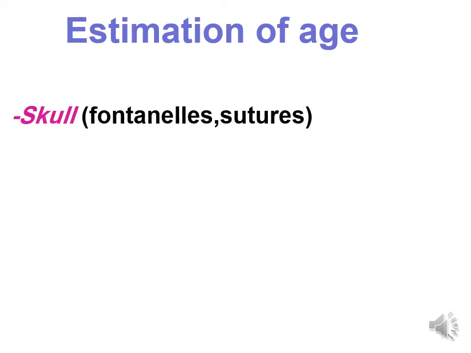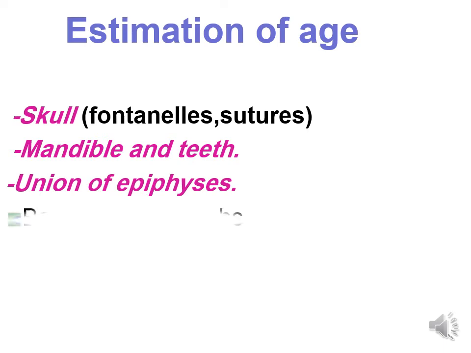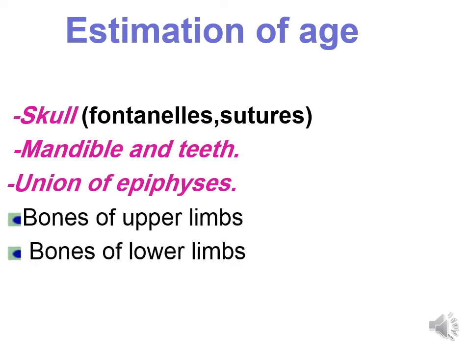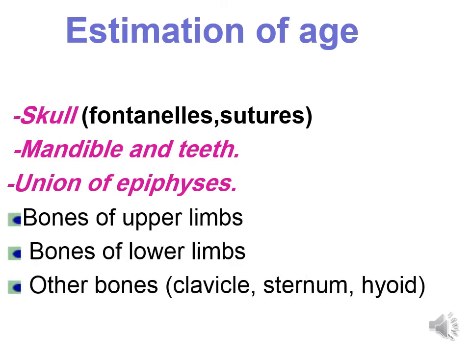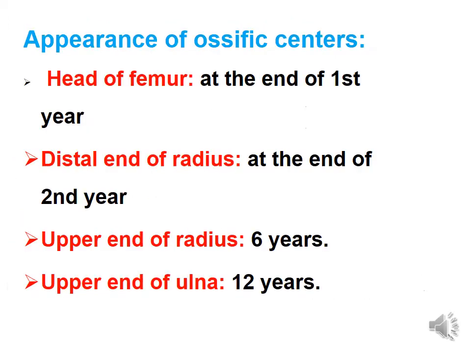Our objectives today are to estimate the age from the skull through its fontanelles and sutures, from the mandible and teeth, and from the union of epiphyses of the upper limbs, lower limbs, and other bones such as the clavicle, sternum, and hyoid. Before starting, there is this note.